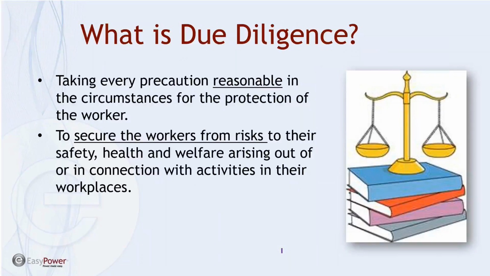All right, a little bit on due diligence, and we'll wrap it up. First off, we want to take every precaution reasonable in the circumstances for the protection of the worker. So this is what due diligence means: reasonable, not everything in the world that could possibly happen. Everything that you think could happen, you need to address. That's part of due diligence, and to secure the workers from risk to their safety, health, and welfare arising out of or in connection with activities in their workplaces. So that's the safety part of it.